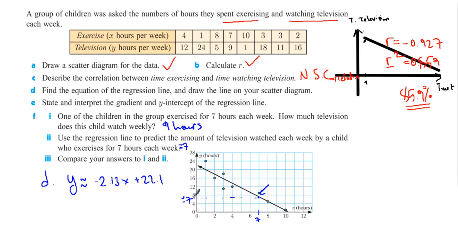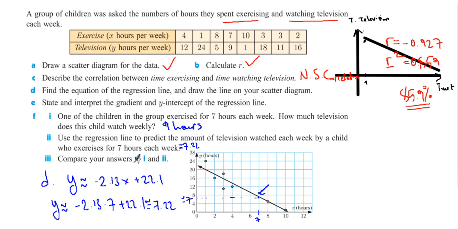Can't be sure here. What we can do is plug it into the calculator. Here I have the line, so I can get the exact result. Y equals minus 2.13 multiplied by 7 plus 22.1. So instead of x, we put 7, and the result is approximately 7.22 hours. So it's 7.22. That's how we approximated from the line. That's why we need the line.